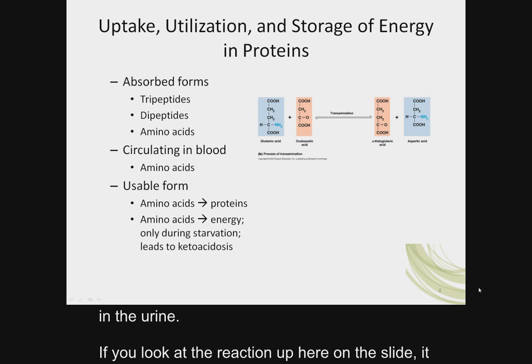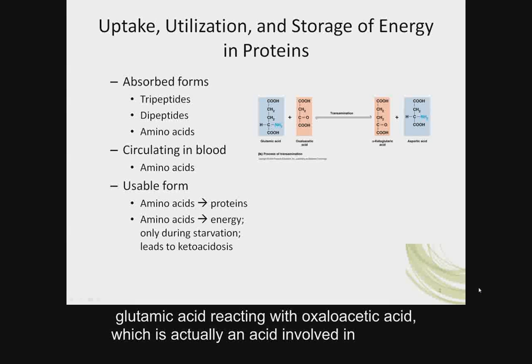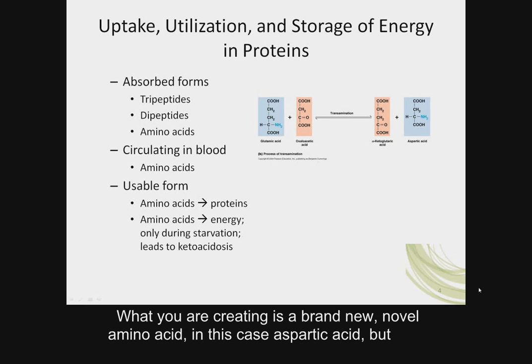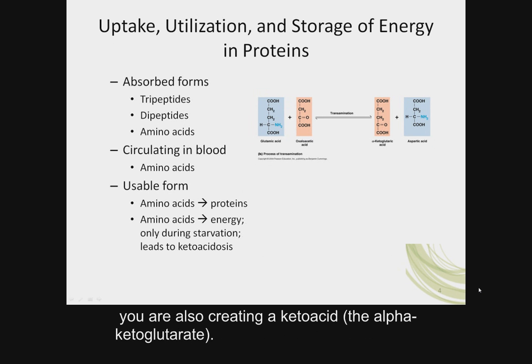If you look at the reaction up here on the slide, it is showing you glutamic acid reacting with oxaloacetic acid, which is actually an acid involved in the Krebs cycle. Deamination means that you are removing an amino group from the amino acid. What you are creating is a brand new novel amino acid, in this case aspartic acid. But you are also creating a keto acid, the alpha-ketoglutarate.